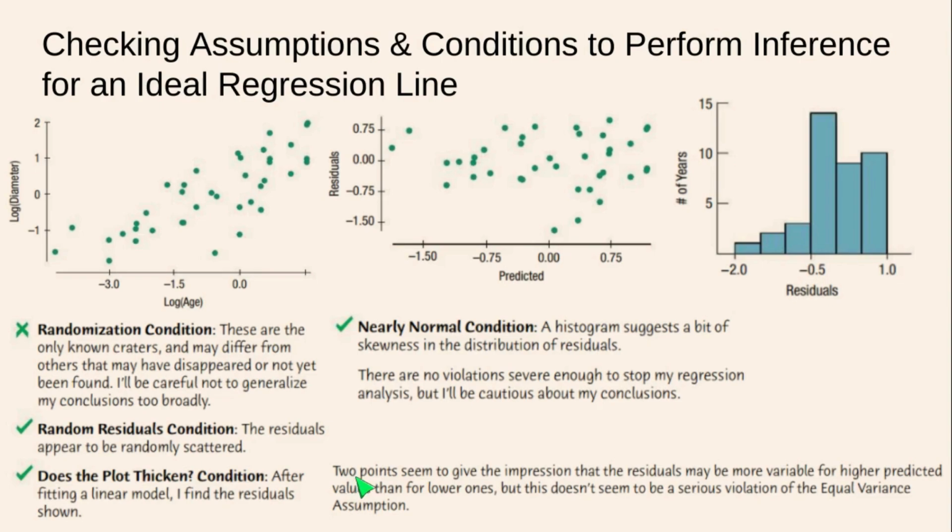Now, there are, as you saw at the bottom, 2 points that seem to give the impression the residuals may be more variable for higher predicted values than for lower ones, all right? But this doesn't seem to be a serious violation of the equal variance assumption, all right? So if we look at these residuals here, there is a bit of a mess down here that breaks up our equal variance assumption. But that is, like I said before, 1 or 2 values that are a little out of the ordinary compared to the vast majority that are behaving quite well. Whatever.